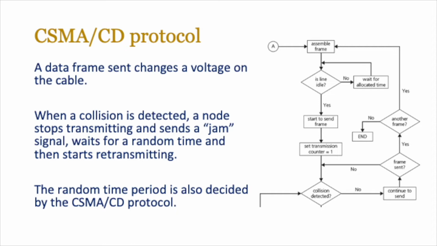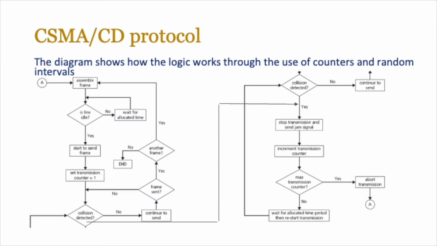And then you detect a collision. So what happens? Is the collision detected? No. Well, continue sending. Is the frame sent? No. The process keeps on repeating itself. If it's sent completely, then it moves on to another frame. If there's no other frame, it ends. Otherwise, the whole process loops again. Assemble frame, is the line idle, and so forth.